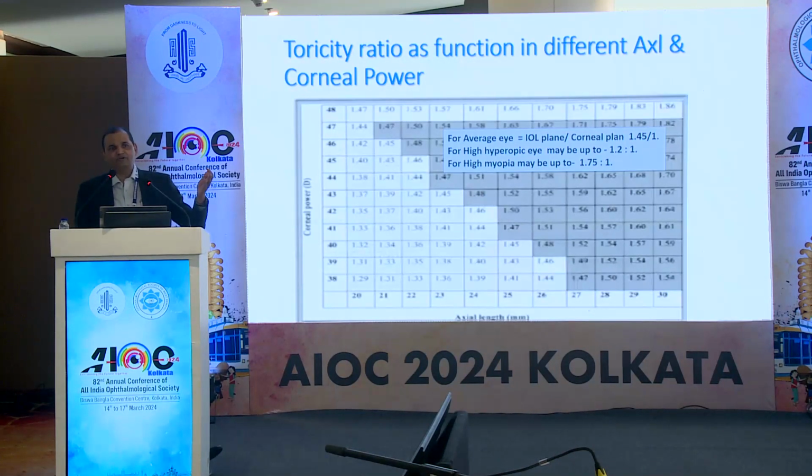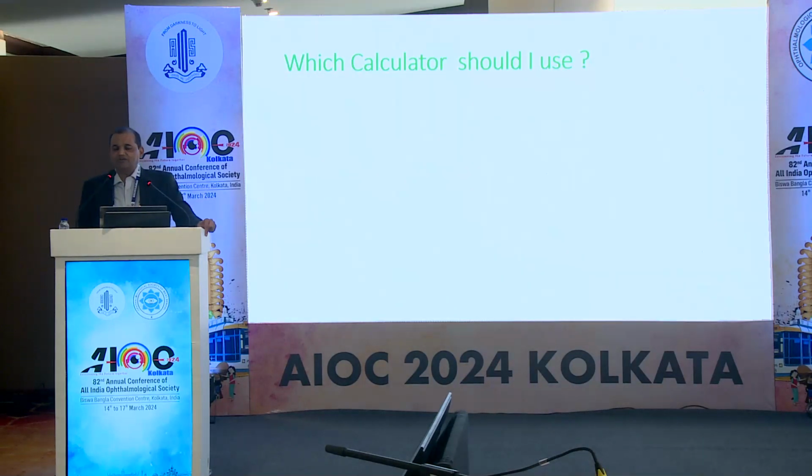Rather than 1.45 to 1, it's converted to 1.2 or 1.75. In the same way, even if you have a flat cornea or a steep cornea, the corneal toricity ratio is changing. So you should have that consideration in your toric calculator. So which calculator should one use?